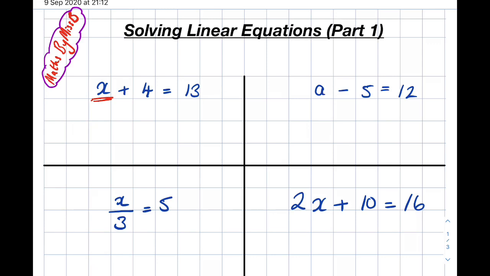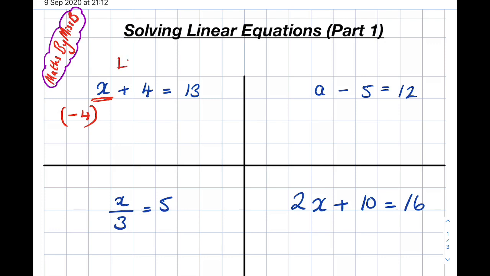To get that on its own, we need to get rid of this positive 4. We need to make that disappear or turn into a 0 if you like, because that's the only way we can get the x on its own. Now, in order to get rid of that positive 4, you need to think about the opposite calculation. So the opposite to a positive 4 is going to be a negative 4. So what we need to do is take away 4 from the left hand side of that equation.